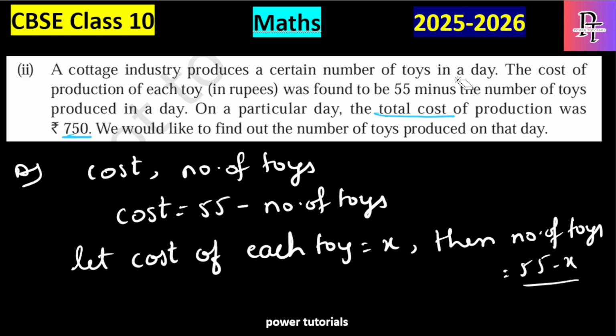Okay, it's the same way. Now the cost of each toy produced was 55 minus the number of toys. It is just 55 minus number of toys. But in this question, in the example 4.2 sixth question, they have mentioned minus twice the number of toys. And they are asking for the number of toys produced on that day. Same method: first find that equation, and then using that equation get the number of toys or the cost for each toy.